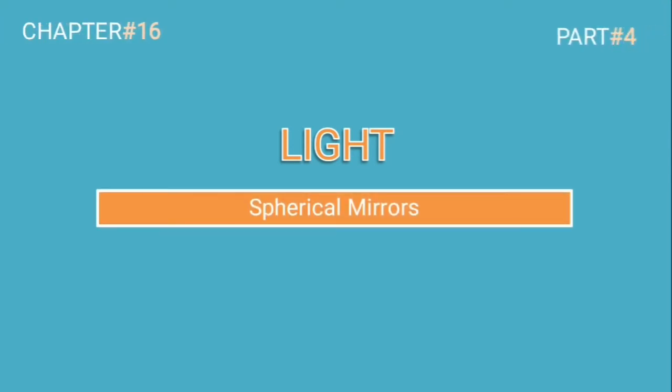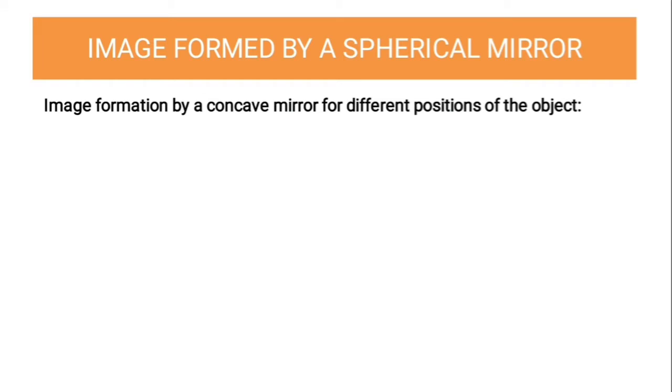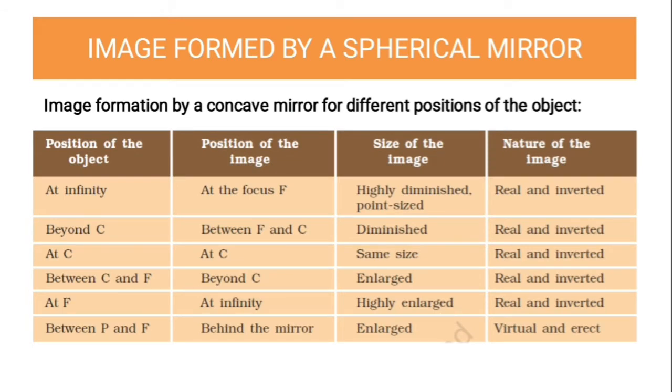So today we are going to continue with the lesson light and we will be discussing more about spherical mirrors. The first topic will be image formed by a spherical mirror: image formation by concave mirror for different positions of the object. We will be studying different cases where the object will be at different positions and we will be seeing the corresponding positions and the characteristics and the nature of the image formed by the concave mirror. So these are the different cases.